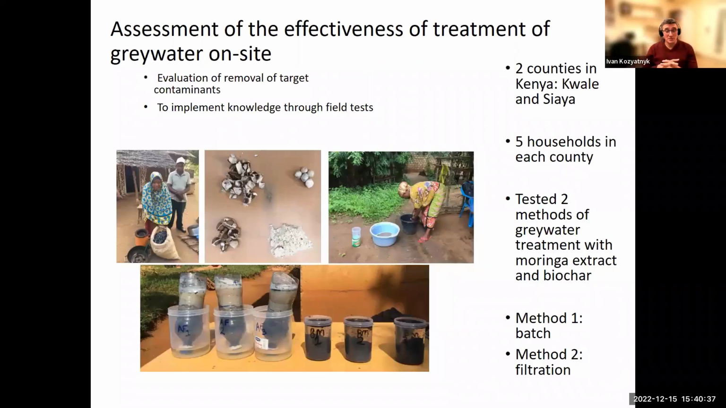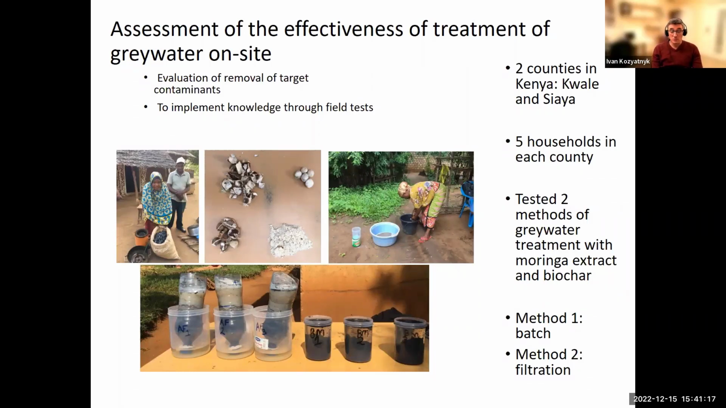But all that was lab experiments, and real life is real life. So the next step of the project was to test this combination of biochar and Moringa in a real life scenario. And we did that this year in Kenya in June and July in a 3 weeks field trip. It was in 2 counties in Kenya, in Kwale and in Siaya, 5 households in each county.